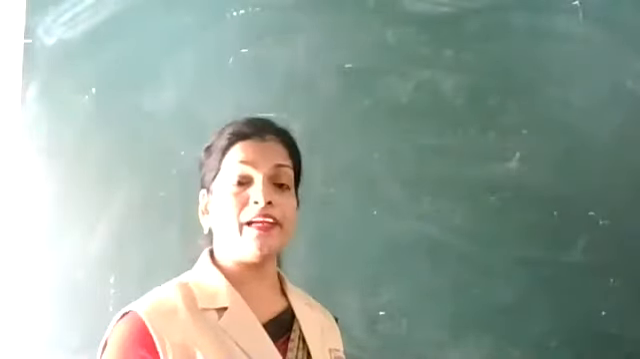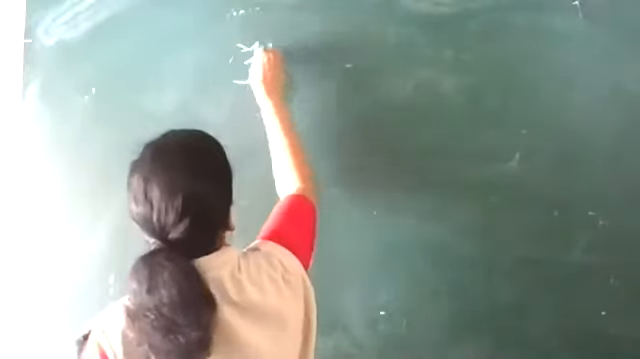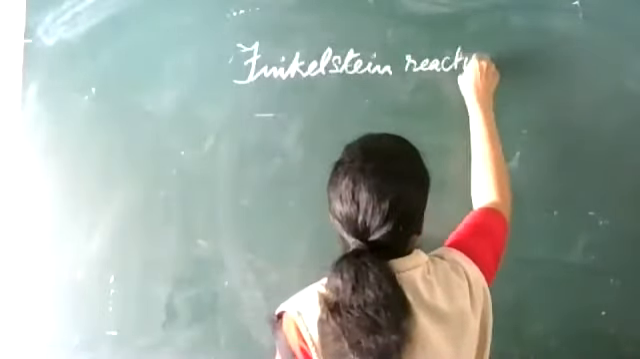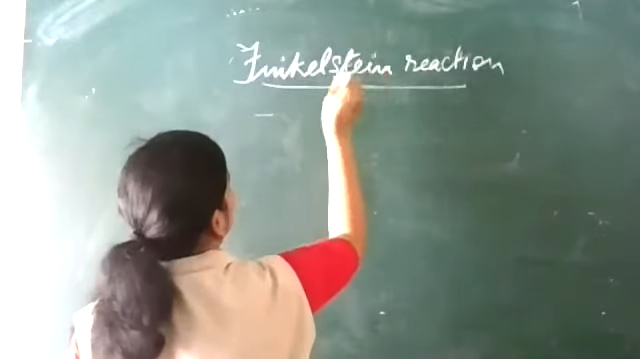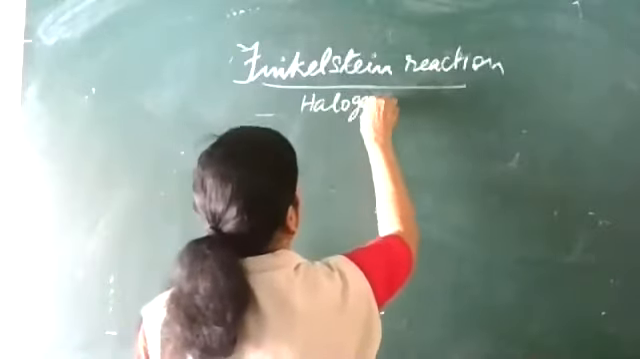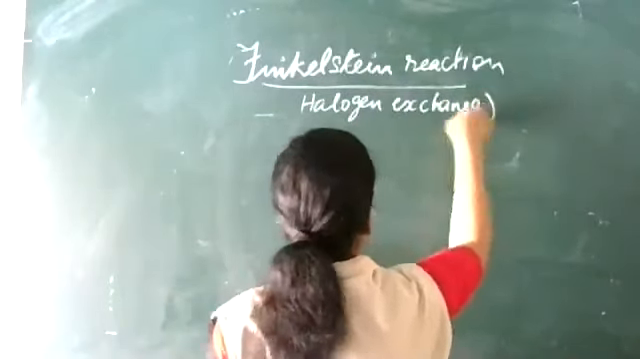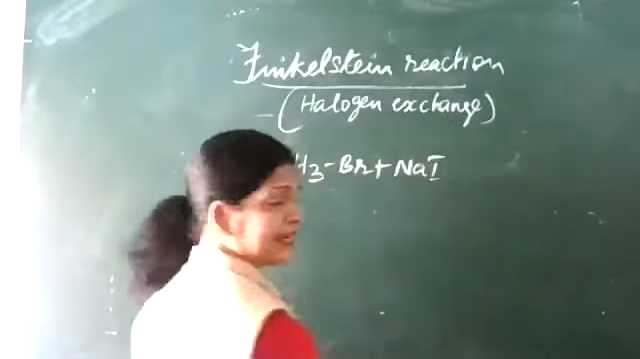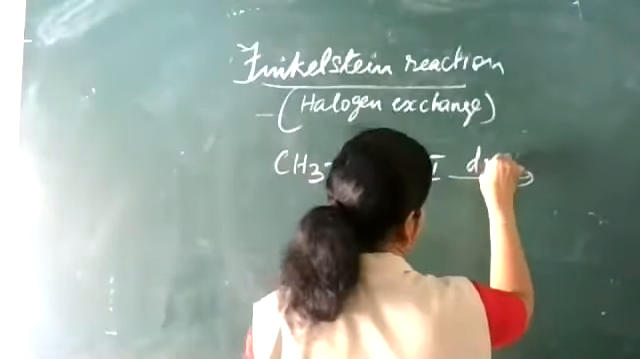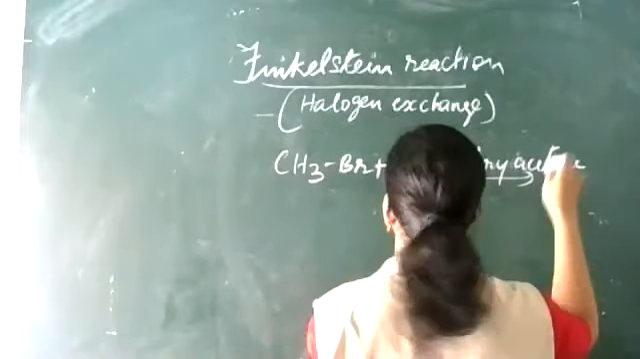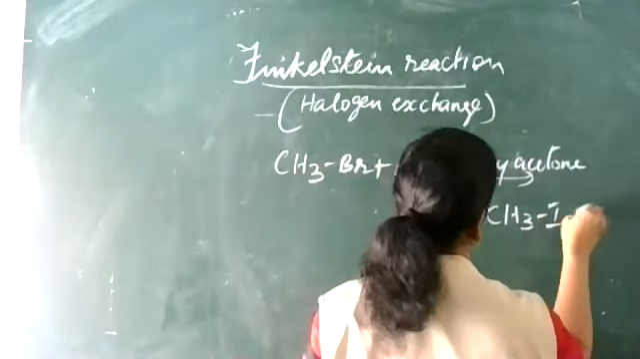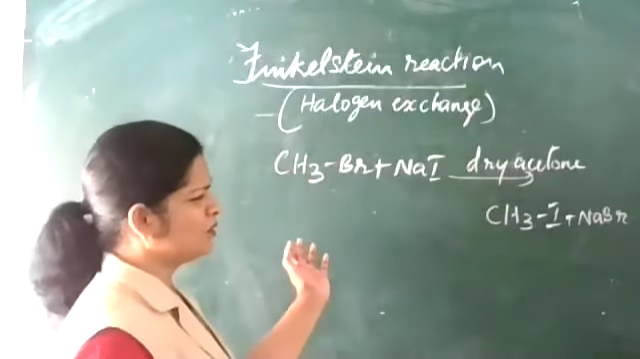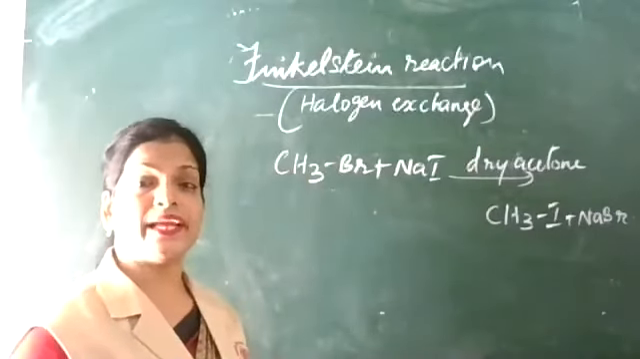Next is by Finkelstein reaction, that is halogen exchange. Finkelstein reaction, that is halogen exchange. NaI, in presence of dry acetone. You will be getting CH3I and NaBr. So by halogen exchange also, from one halo you can get another halo.